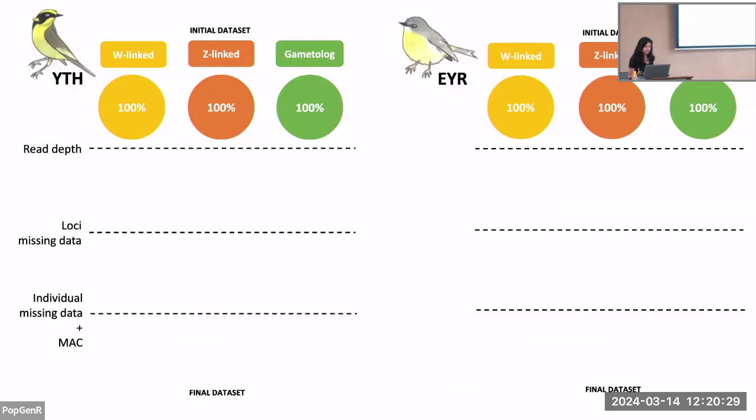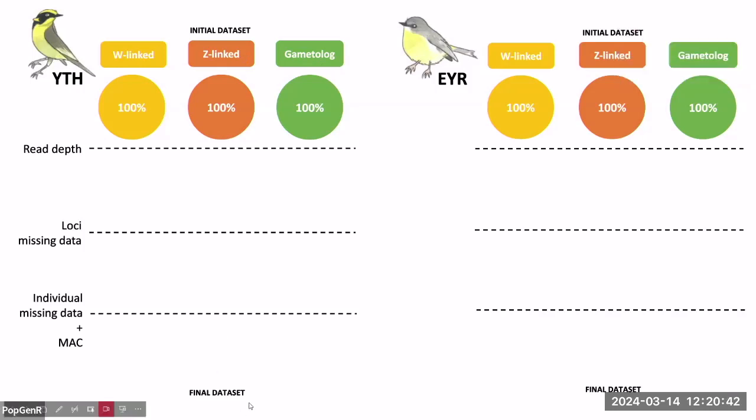And this is what we found. Follow me, I will explain this. At the top, we have the initial data set that starts with 100% of all the sex-linked loci that are present in our data. And at the end is the final data set. Happily, we found that standard filters, read depth, and loci missing data are very good at removing W-linked loci. They just don't make it to the final data set.